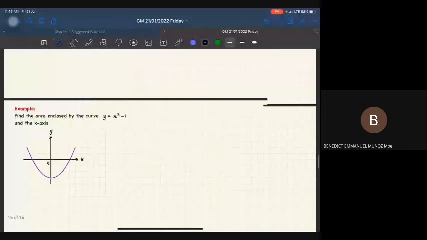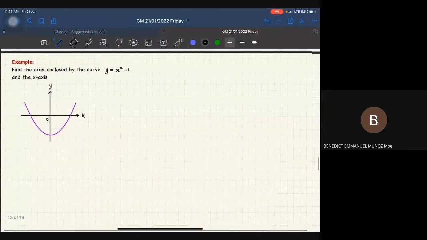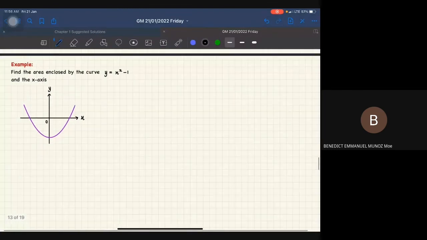This one. Okay, so now the question asks us to find the area enclosed by the curve y equal to x square minus 1 and also the x-axis. Okay, so use the concept I taught earlier, upper function minus lower function. So now what is our upper function? What is our upper function? Y equal to what?